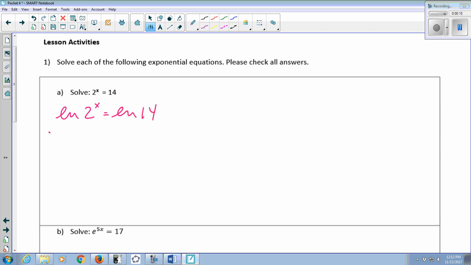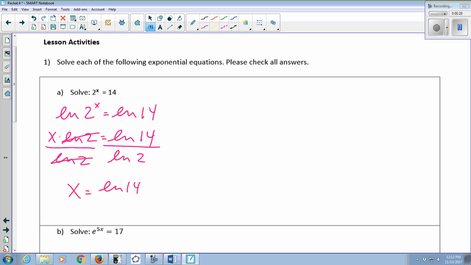I can now bring the x down in front. x times the ln of 2 equals the ln of 14. Divide both sides by ln 2 to isolate the x. The ln 2's cancel, so I get x equals ln 14 over ln 2. That is the exact answer.